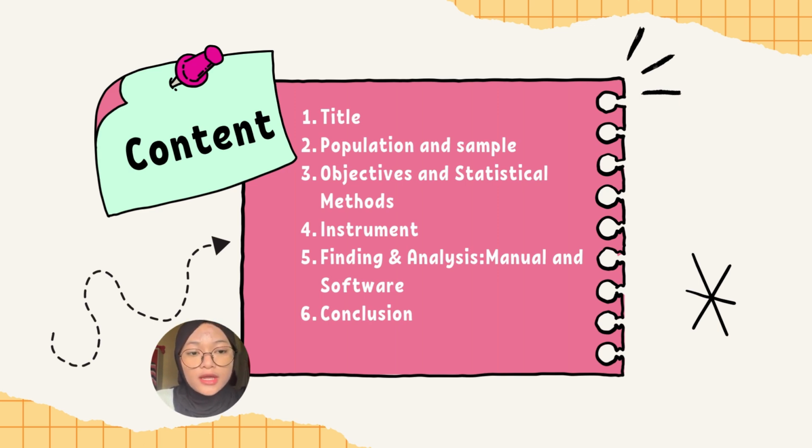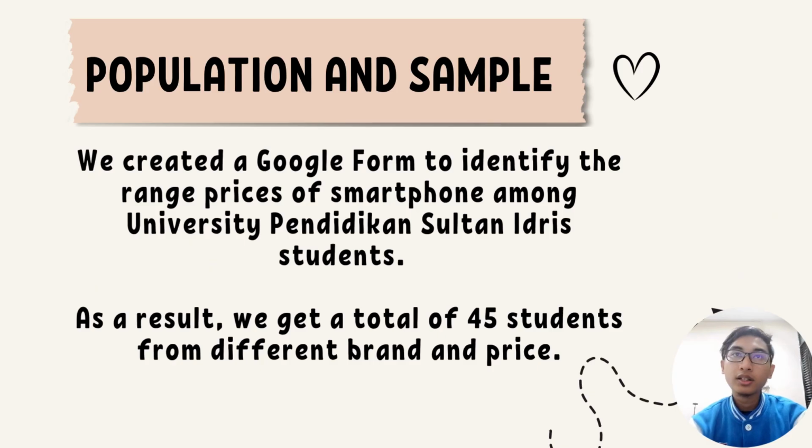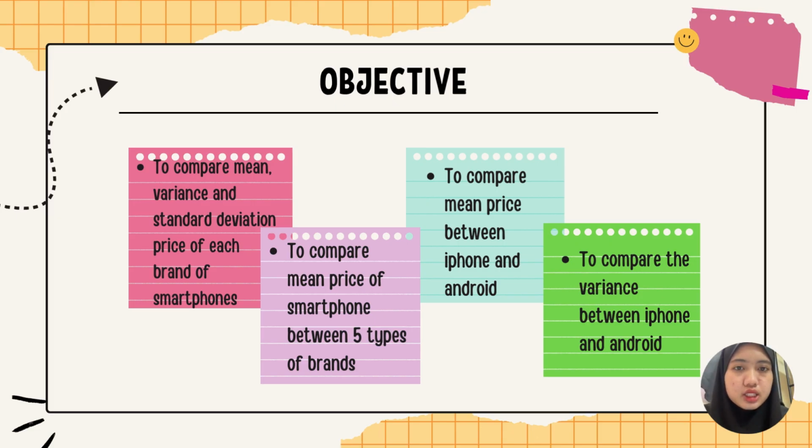finding and analysis by manual and software, and the last is the conclusion. So for our population sample, we created a Google form to identify the range of smartphone prices among Universiti Pendidikan Sultan Idris students. As a result, we got a total of 45 students that use different brands and different range of prices. Our first objective of study is to compare the mean, variance, and standard deviation price of each brand of smartphones.